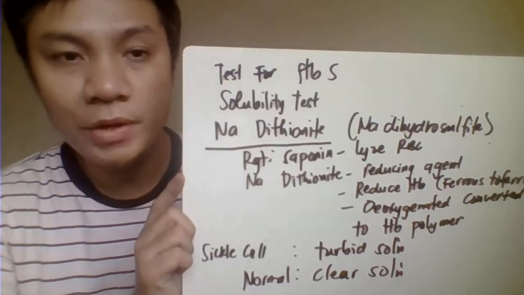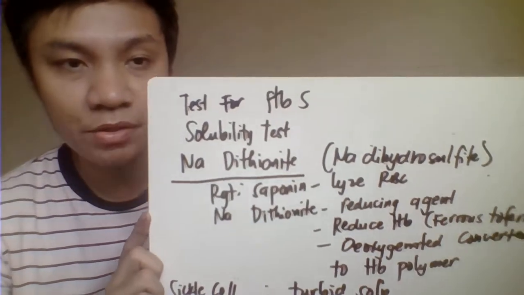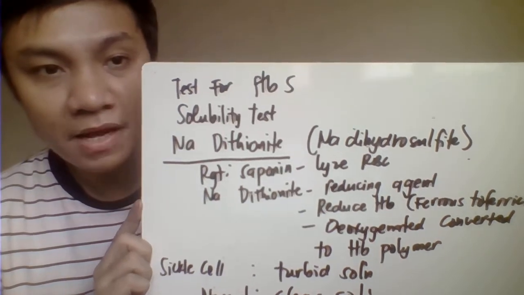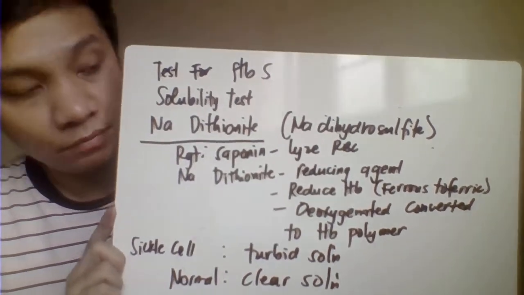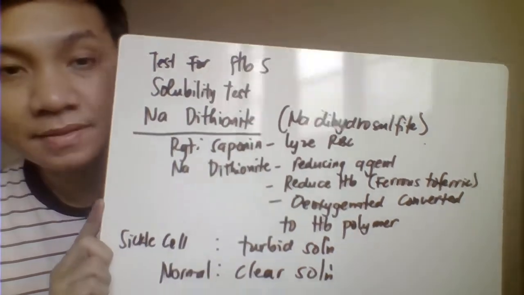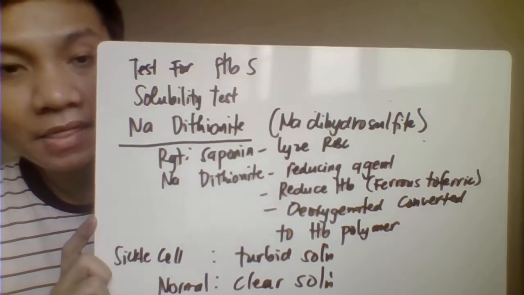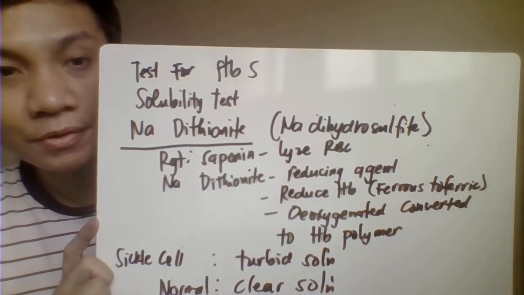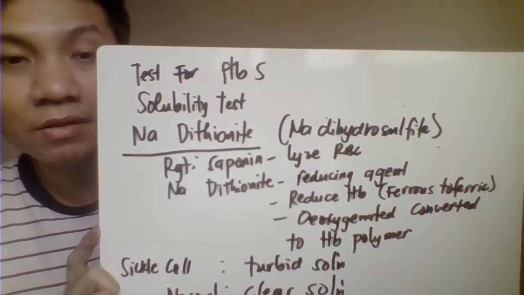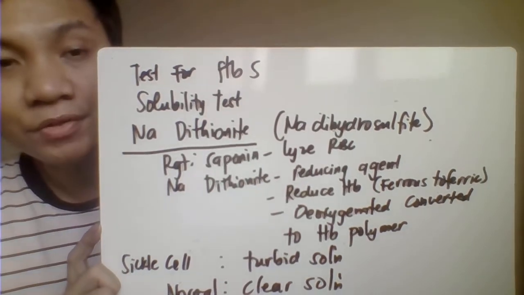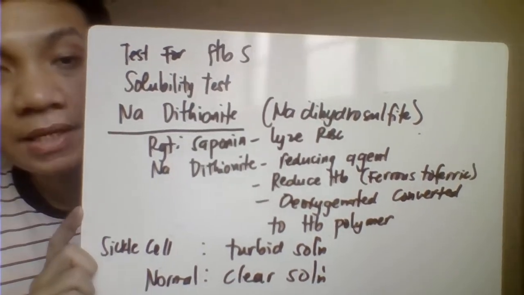Okay, then we have here the laboratory test to diagnose someone to have sickle cell anemia. So we have here the solubility test. We have here the sodium dithionite test, another name for which is sodium hydrosulfite. So the reagents for that, we have the saponin, which tries to lyse the red cell, and we have the sodium dithionite, which is your reducing agent.